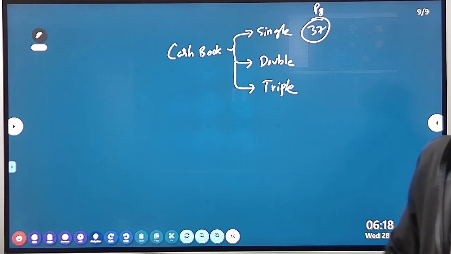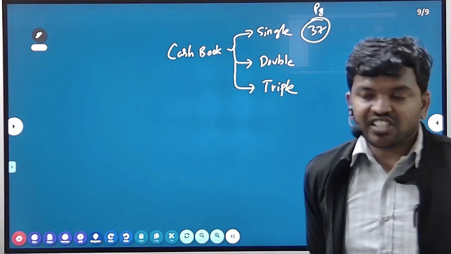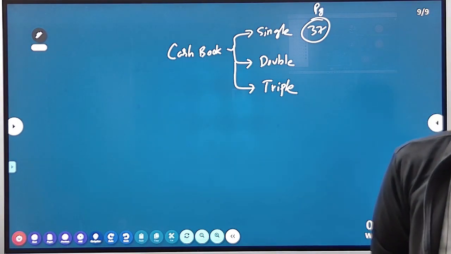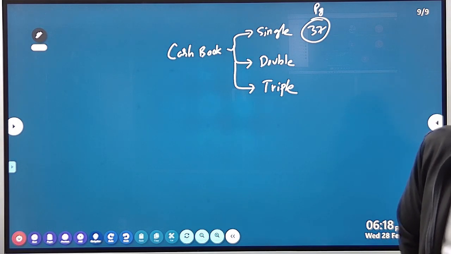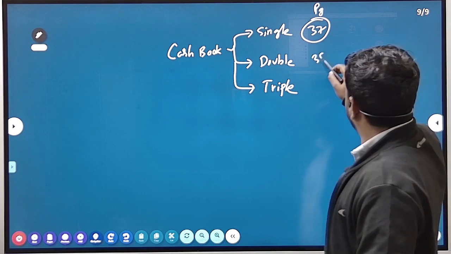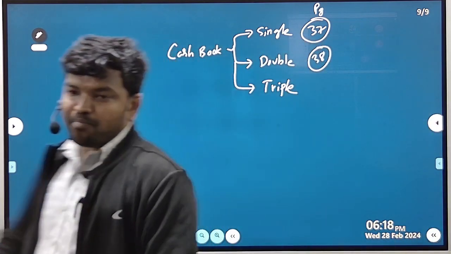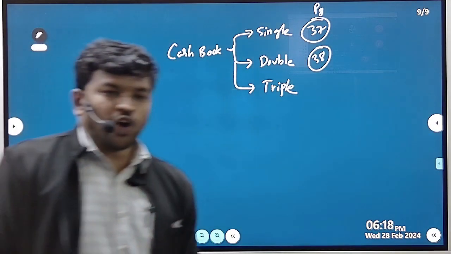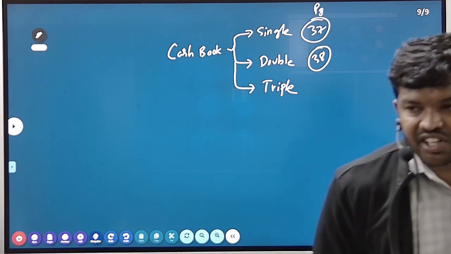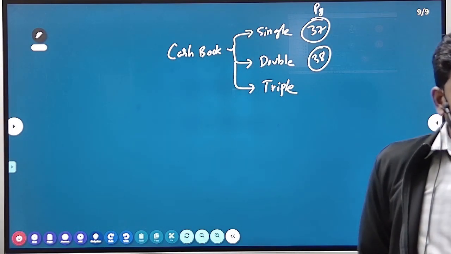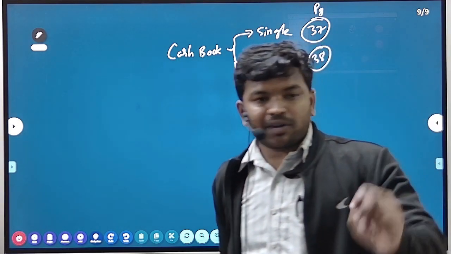Cash book, debit side, credit side. This is similar to cash account, yes or no? This is called single column cash book. Now come to page number 38. See here, cash in the first column, bank in the second column. All cash transactions are recorded in the first column. All bank transactions are recorded in the second column. Similarly, in the credit side also you have two columns. This is called double column cash book.